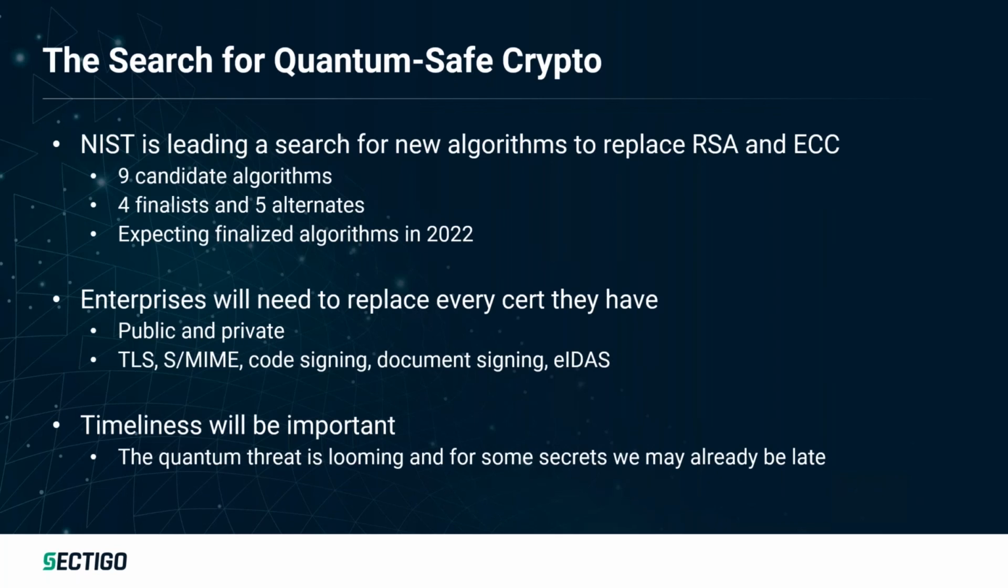NIST is leading a global search, a combination of academia and industry working together, to find new algorithms to replace RSA and ECC. And this has been going on for several years. We've been covering it as it goes, so you may have gotten updates from us in the past. At this point, they're down to a short list of 9 candidate algorithms. 4 of these are what they call finalists, and 5 of these are what they call alternates.